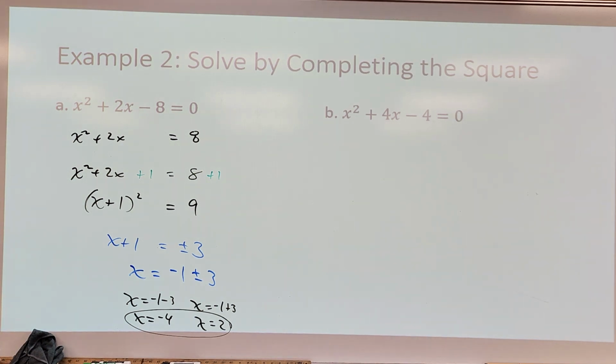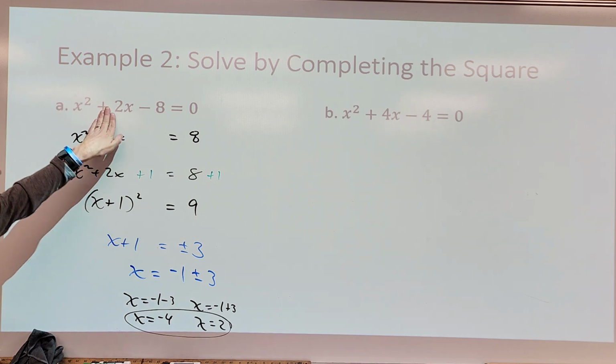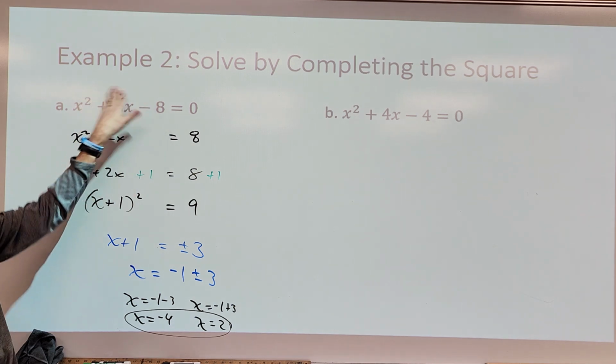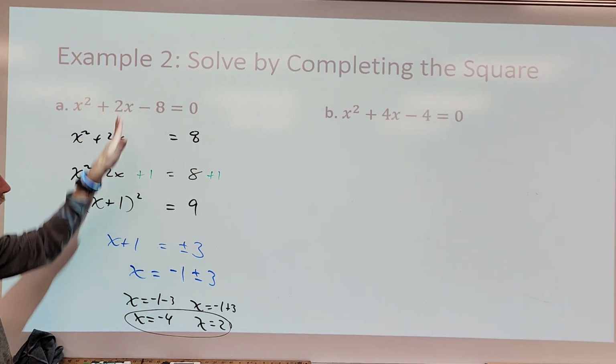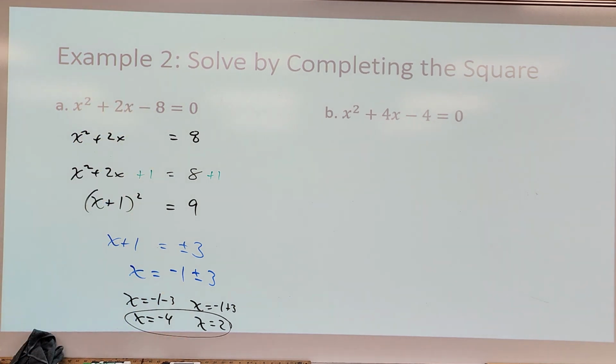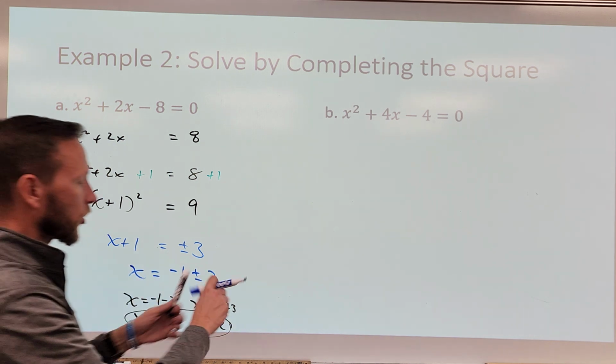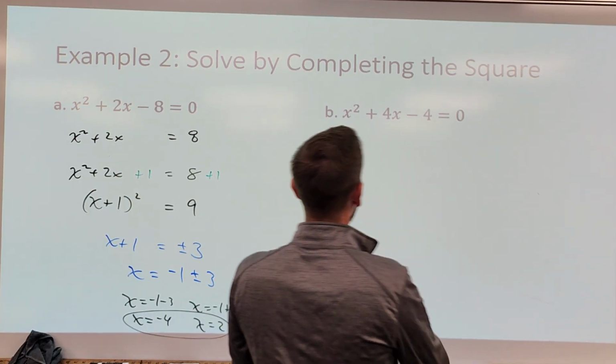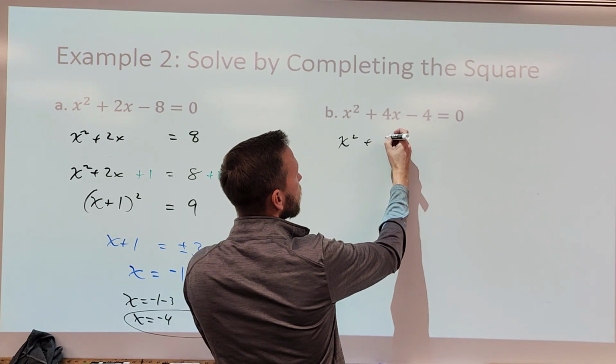Now, this worked out with rational numbers because we could have solved this by factoring. X plus 4 times x minus 2 would be the factored form of this, which means that x equals -4 and x equals positive 2 are the solutions. Let's go ahead and explore this one again. We're going to add 4 on both sides.